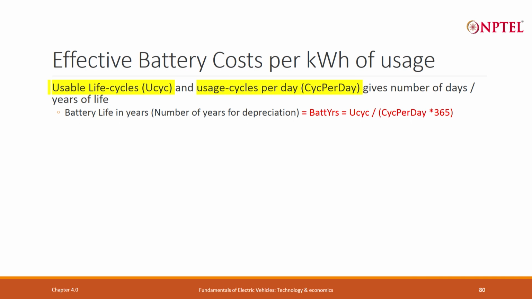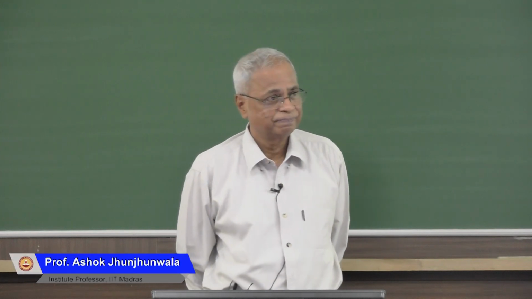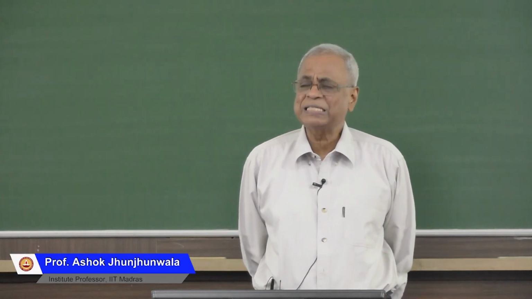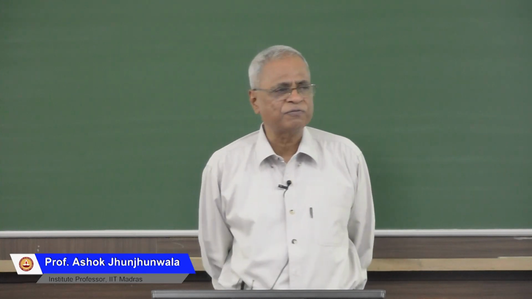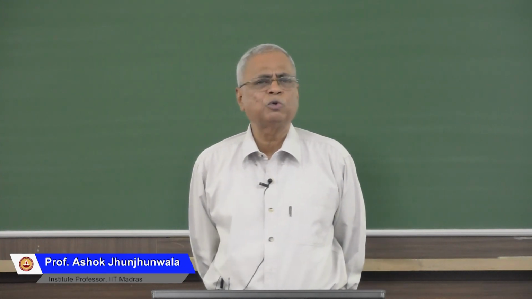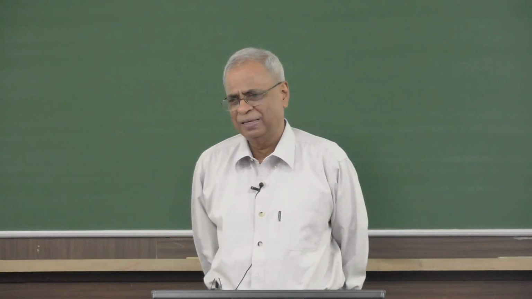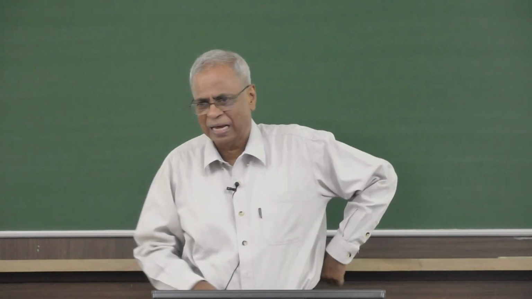So, what is the effective number of days? Usable life cycles divided by cycles per day. And if I want to calculate in terms of number of years, including the fraction, battery life in years, it will be usable cycles divided by cycles per day multiplied by 365. I am assuming they are all 365 days. Is that all right? This is the effective life of the battery in years. It may come out to be 4.73 years. So, it is so many years, so many days, you can actually calculate that.